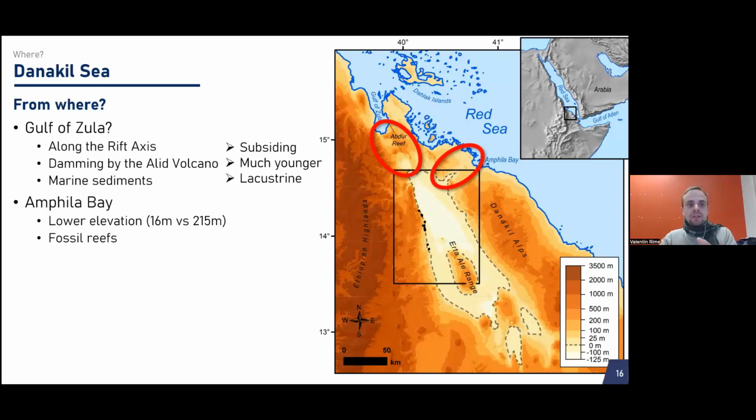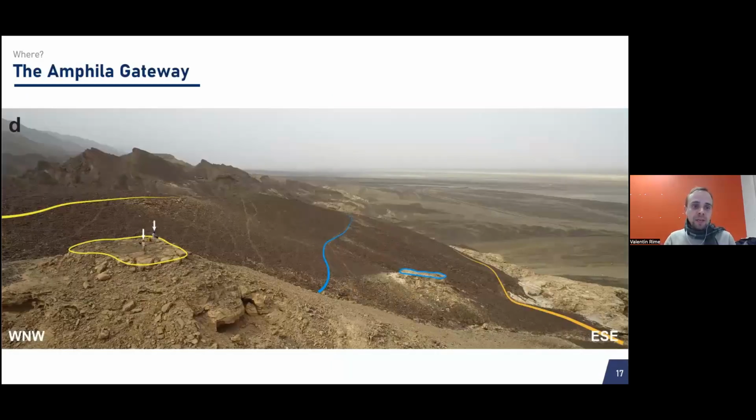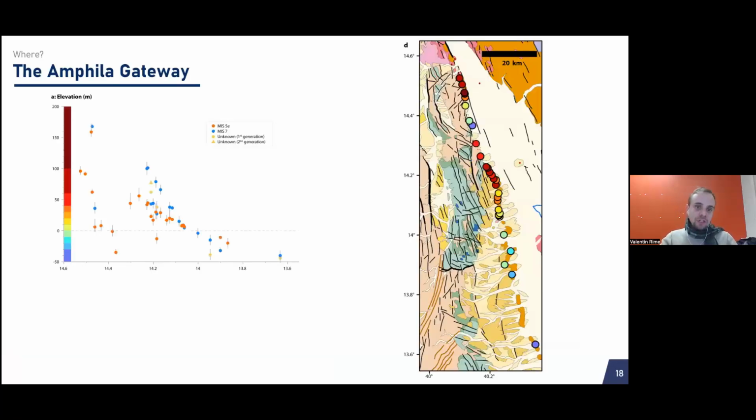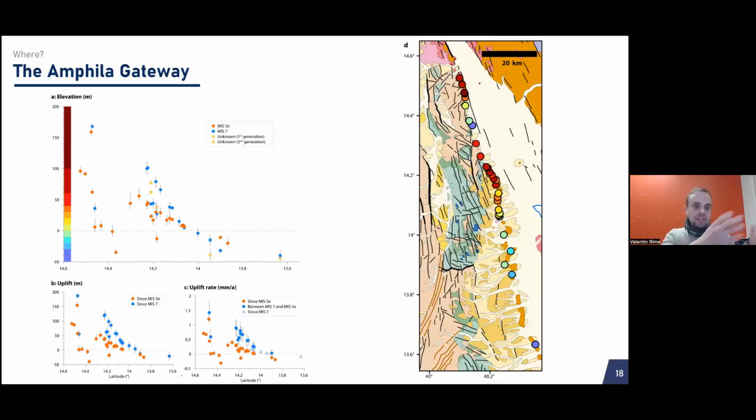But still, the Anfila gateway is at 16 meters, so that means that there was some uplift if the sea invaded the depression from this spot. And this we can check by looking at the paleo shoreline's elevation. And so we did a survey on the western margin. We measured the elevation of all these terraces, and because we know their age and the elevation of the sea level at that time, we could calculate the uplift and then the uplift rate, and we get a maximum uplift rate of approximately 1.5 millimeter per year.